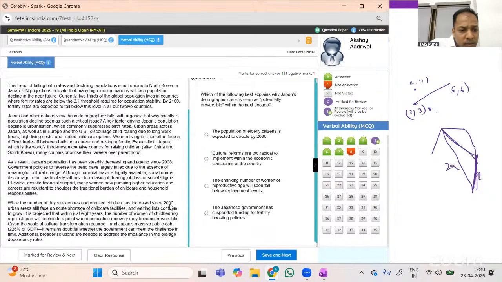While the number of daycare centers has increased, urban areas still face an acute shortage of childcare, and waiting lists continue to grow. It is projected that within just 8 years it will become irreversible, given the scale of cultural transformation required and Japan's massive public debt. It remains doubtful whether the government will meet the challenge in time. Additional broader solutions are needed. The options: the population of elders is expected to double; the cultural reforms are too radical to implement within the economic constraints of the society; fertility will soon fall below replacement levels; the Japanese government has suspended funding. I think the cultural reforms required would be too radical to be implemented within the constraints. So that's the problem.